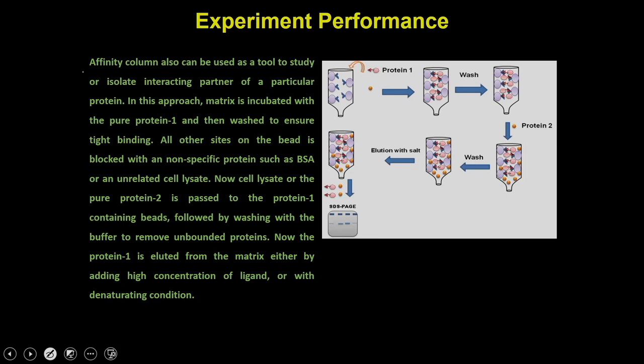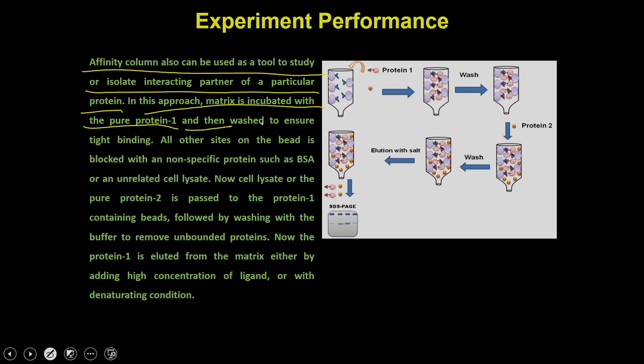So how to do that? Affinity chromatography can be used to study the interacting partners of a particular protein. In this approach, the matrix is incubated with the pure protein, which means in this case the ligand, and then washed to ensure tight binding. All other sites on the bead are blocked with a non-specific protein such as BSA.